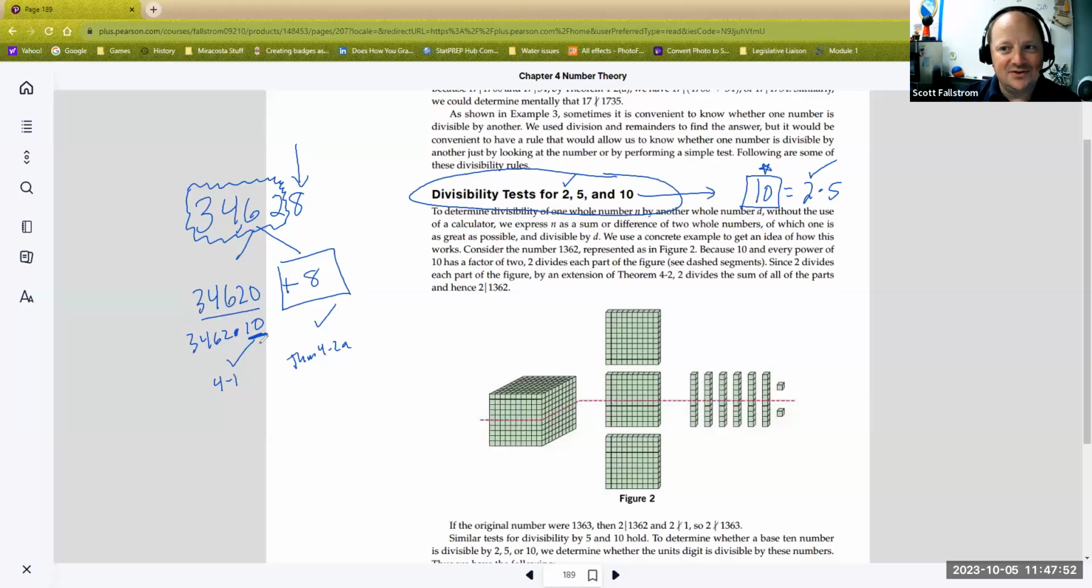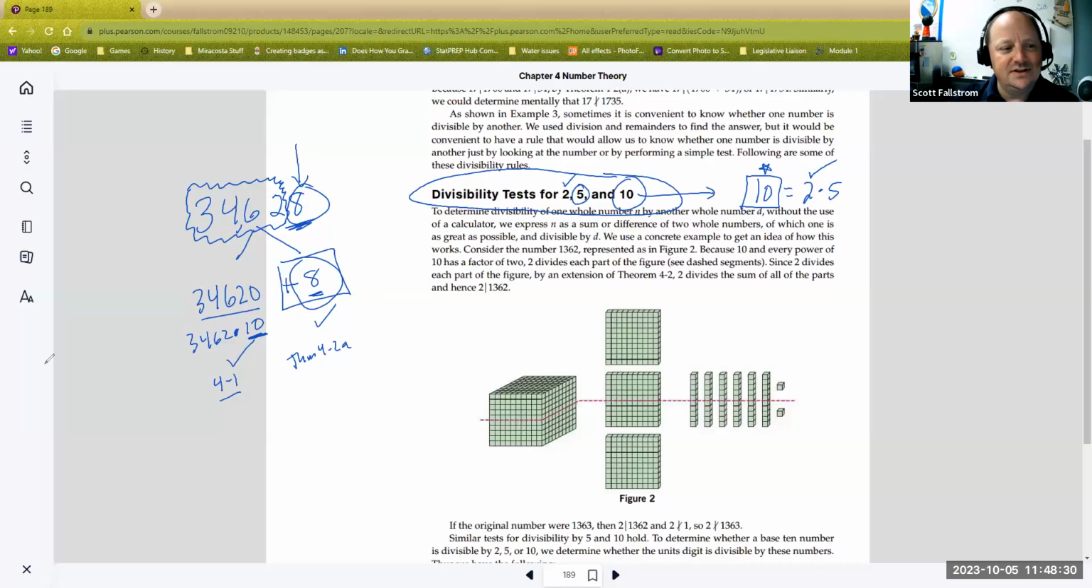The same thing is true for 5. 5 goes into 10. That's theorem 4-1a. So if you want to check whether this number here is divisible by 5, we really only have to check the last digit. If 2 divides the last digit, then it divides the whole number. If 5 divides the last digit, then it divides the whole number. But if it doesn't divide the last digit, it doesn't divide the whole number. And lastly, the divisibility for 10 would mean the same thing. 10 would have to divide the last digit, and there's only one digit that works for 10. 10 has to divide 0.